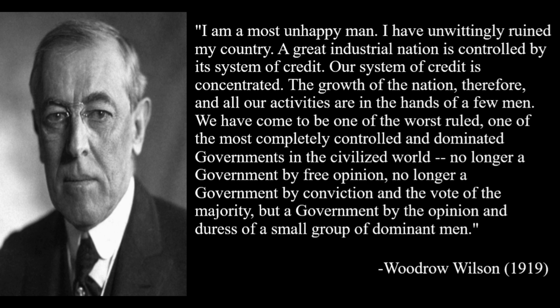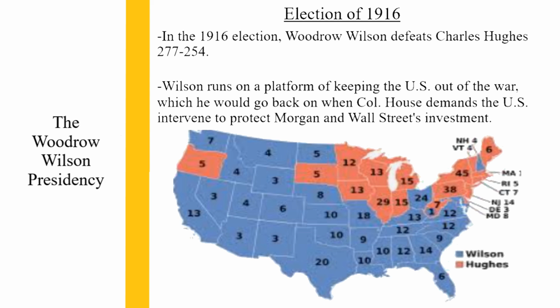Woodrow Wilson in 1919. So, thanks Wilson. I'm glad you recognized this, but it's a bit too late. You really screwed us over. So, if we go on to the next slide. The election of 1916. In the middle of Wilson's presidency, as well as in the middle of World War I, the United States has an election. In the 1916 election, Woodrow Wilson defeats Charles Hughes 277 to 254.